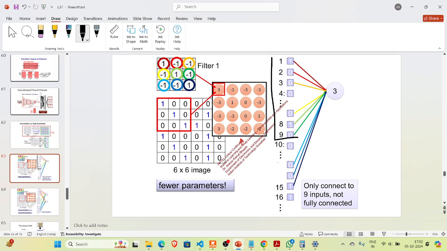So if the filter size increases, it will connect to more and more pixels. If the size of the filter becomes equal to the size of the image, it is connected to all the pixels, which is the fully connected situation.